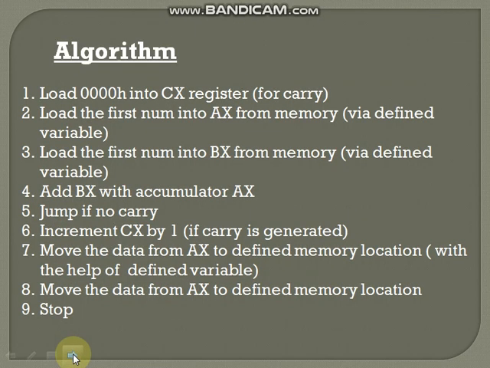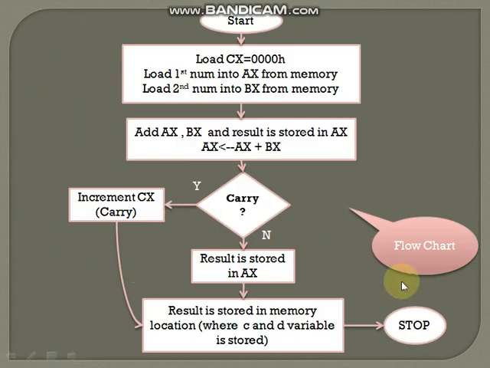This is the algorithm carried out to perform the 16-bit addition. This is the flow chart. First of all, we initialize the CX register for the carry as 00. We load the contents of the first variable into AX, and another into BX. We perform the addition.